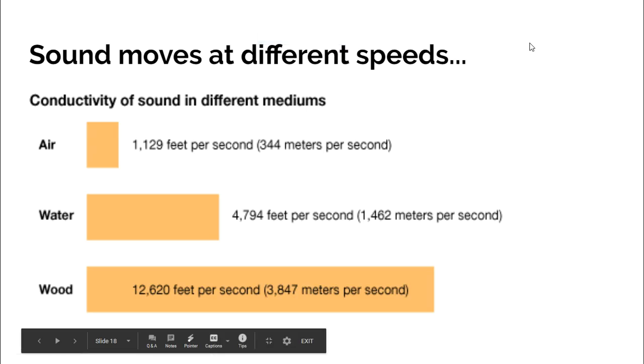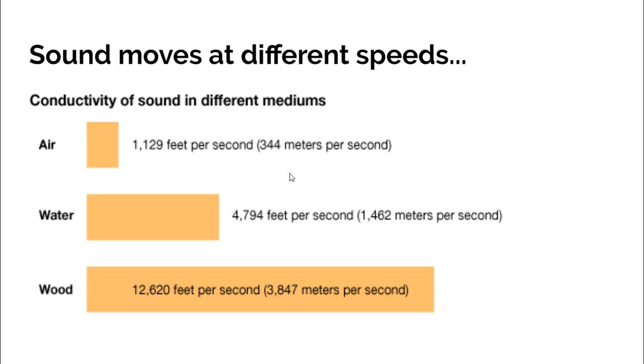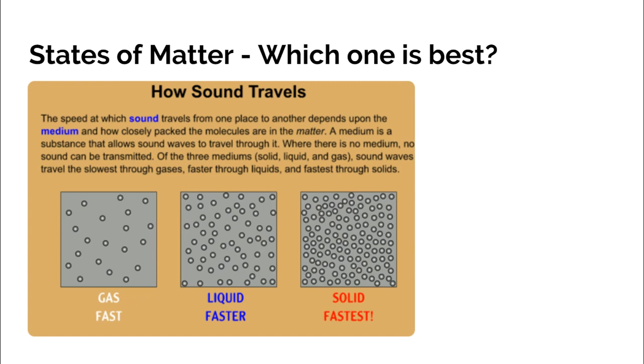But you notice that one of these is better than the other three. Which one is better than the other three? If you need to pause for a second so you can write it down, you can. So to me, wood seems to be the obvious choice for sound wave. It's carrying it a lot further, a lot faster. So why? Which state of matter is the best for this?